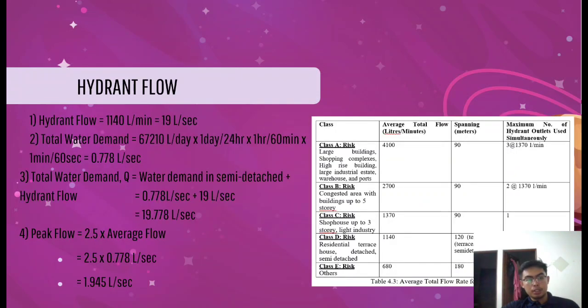Right, the next part is hydrant flow, which we get from the table of average total flow rate. Okay, this house is a class D risk because it's a residential terrace house. So the average total flow is 1,140, equal to 19 liters per second. This 1,140 is in minutes, so we need to find it in seconds.